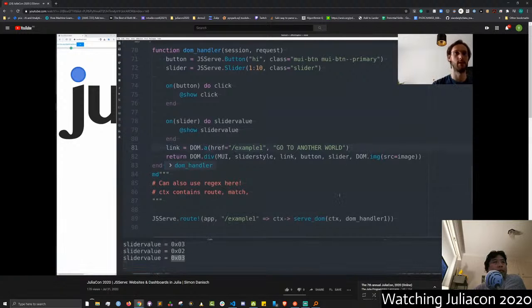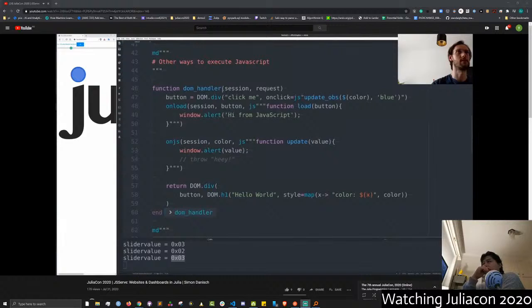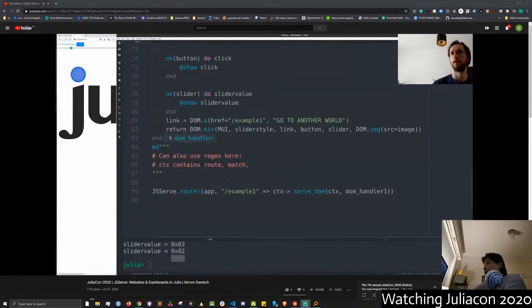It doesn't do anything yet, but we can make it work by adding a new route to our app. For this, let's just rename this to DOM handler 1 and use that here as a new route. You can add it as simply as this, with the pattern for the route here, and then the handler. This opens the DOM function, which sets the context. But no, this should work.